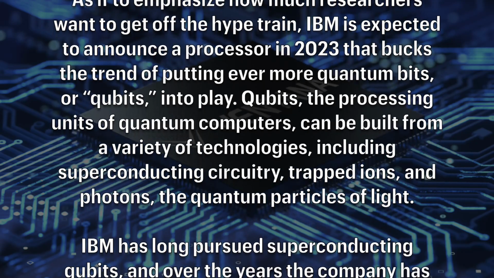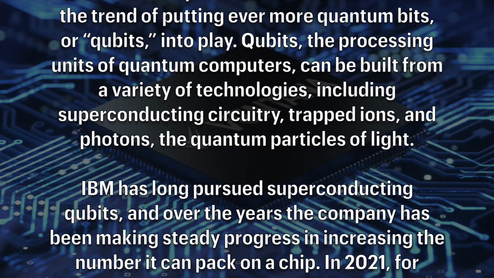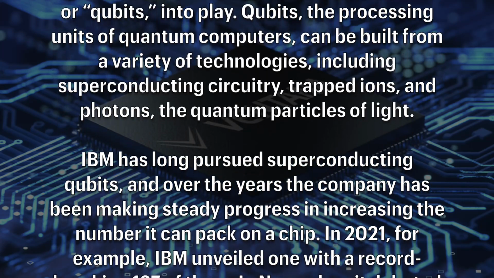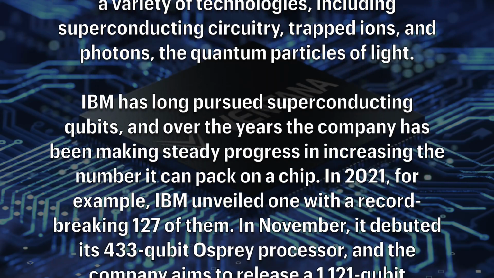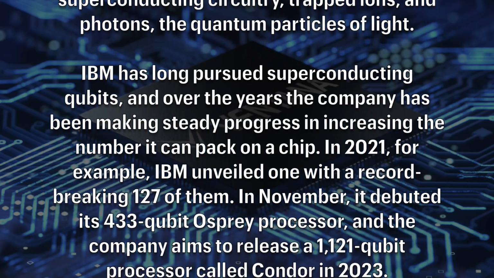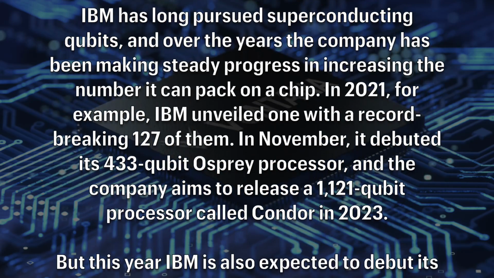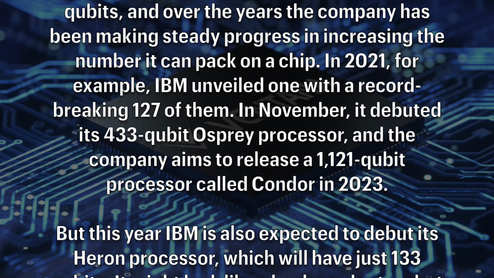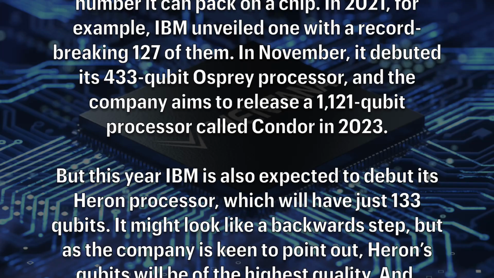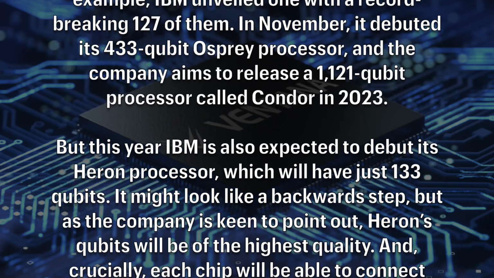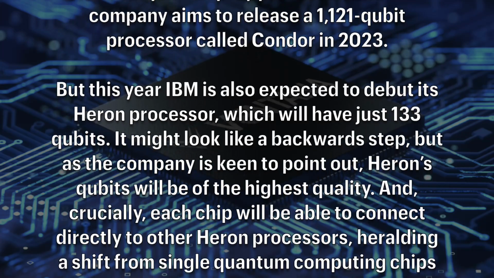IBM has long pursued superconducting qubits, and over the years, the company has been making steady progress in increasing the number it can pack on a chip. In 2021, for example, IBM unveiled a chip with a record-breaking 127 of them. In November, it debuted its 433-qubit Osprey processor, and the company aims to release a 1,121-qubit processor called Condor in 2023. But this year, IBM is also expected to debut its Heron processor, which will have just 133 qubits.